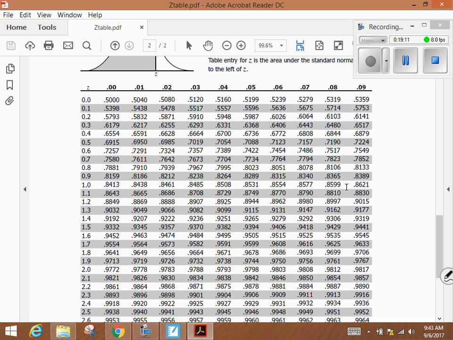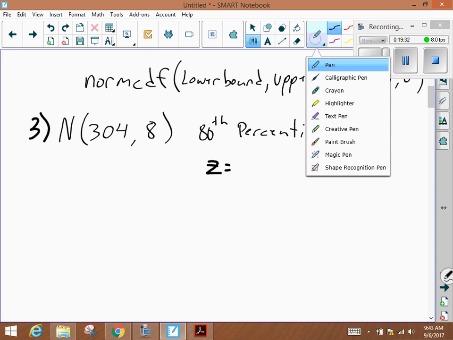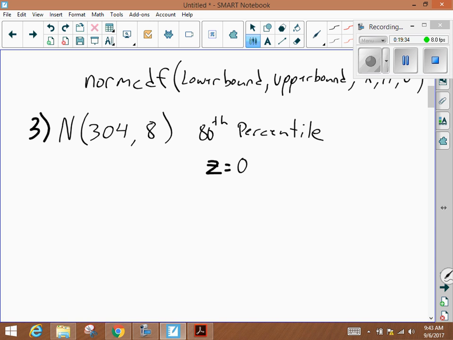So remember, when we're going from percentile out, we're going to look for the percentile. So in this case, that means that I'll have a z value of 0.84. So that gives me z equals 0.84. All right?